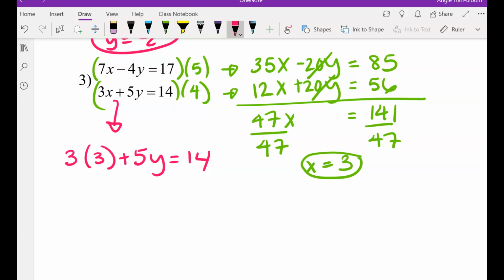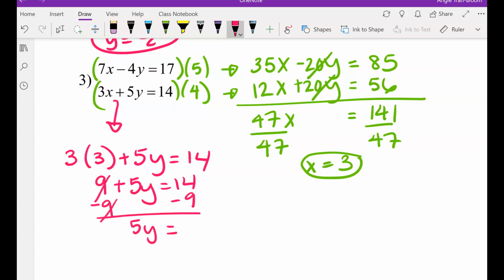Okay, 3 times 3 is what, Diego? 9. Very good. So 9 plus 5y equals 14. What are you going to do now, Jake? Jake, what's your next step? Good. Subtract 9 from 14. So we are going to have 5y equals to what, Devin G?